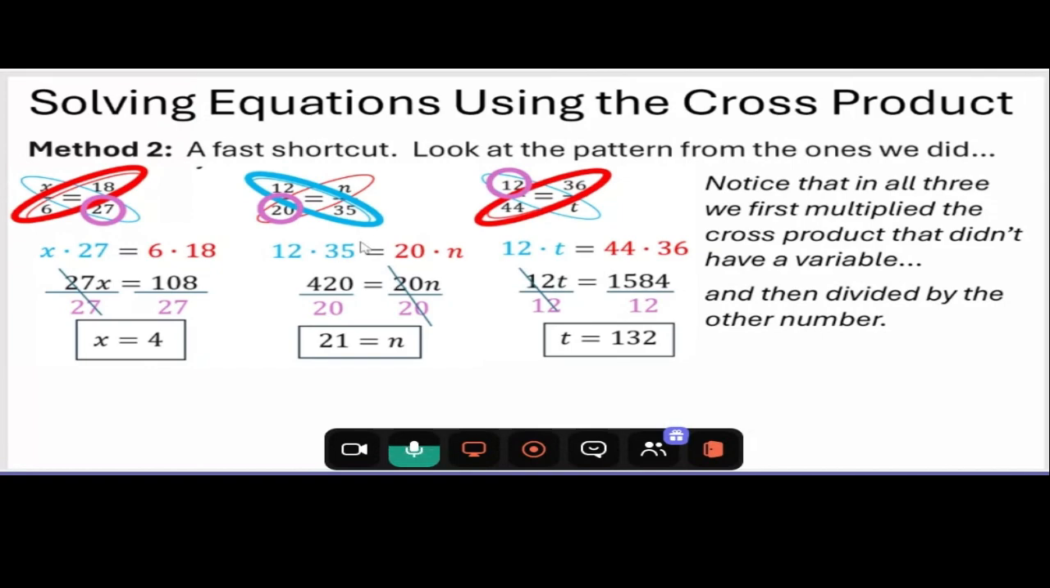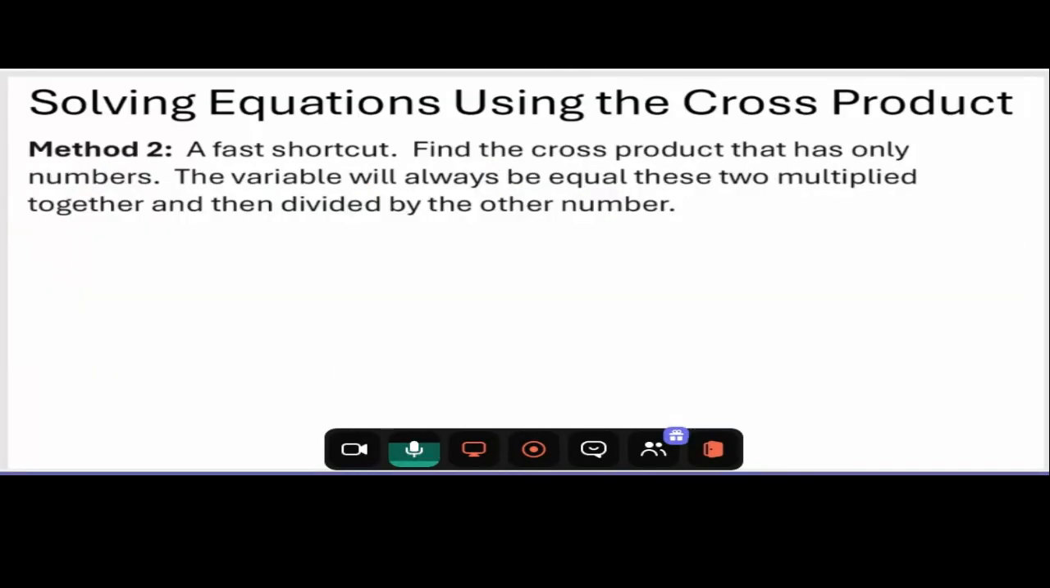Look at this one here. We started by going 12 times 35, the pair that doesn't have a variable. Then we divided by 20. Look at this one. We started by going 44 times 36. Then we divided by 12. So we can short circuit even the cross-multiplying method by simply finding the cross product that has only numbers, multiplying them, and then dividing by the other number.